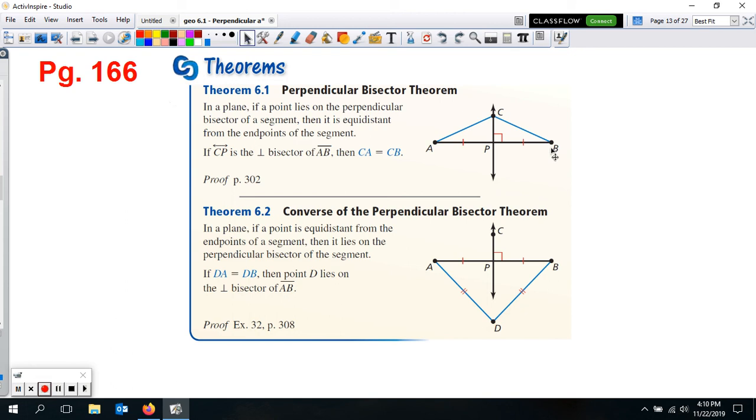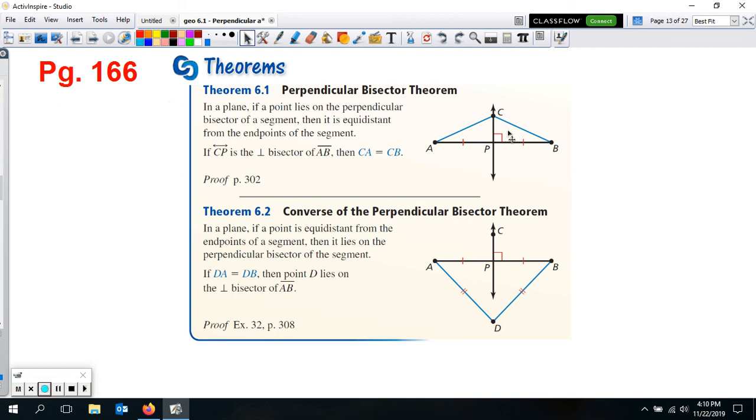Then what we can conclude is that if you have a point C out here, somewhere, anywhere on this perpendicular bisector line, the distances from that point to each endpoint, A and B, are also congruent, or equal to each other. So CA is equal to CB.